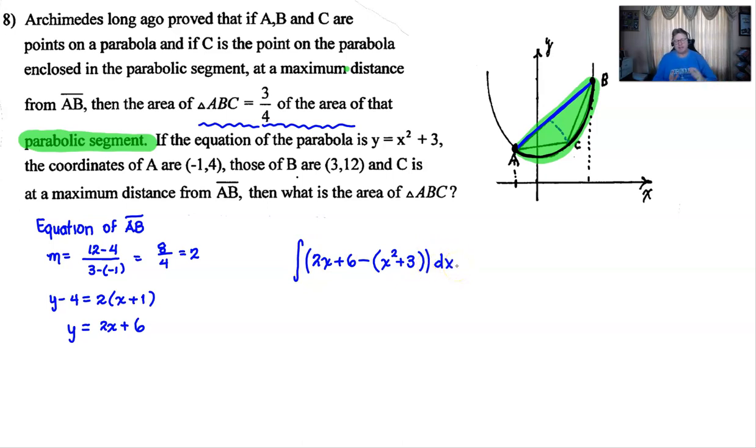Now we have to tell this integral how to behave. Where do you start? Where do you end? And so we're going to start from the farthest left boundary, whose x coordinate is -1, and we'll go to the farthest right boundary, whose x coordinate is +3. And once you set that definite integral up, all things are ready to go.